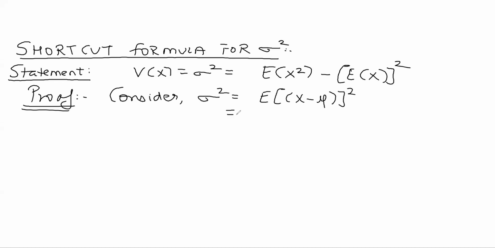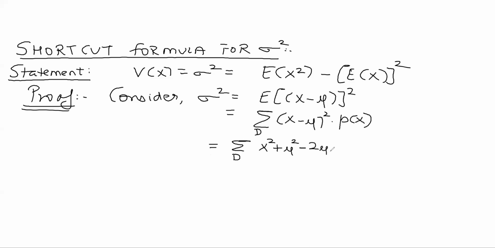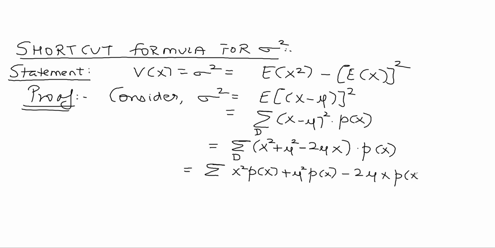So I can write summation of x minus mu whole square into p of x, as x takes values in the domain D. I hope it's clear. Okay, now we can use the formula. What is a minus b whole square? A minus b whole square is a square plus b square minus 2ab, into p of x. This will be summation x square p of x plus mu square p of x minus 2 mu x p of x.